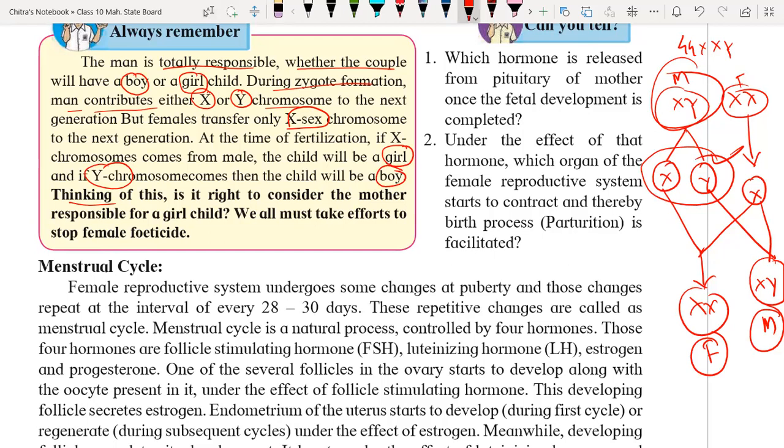Sir, then what about twins, sir? We will understand that also. Okay. So thinking of this, is it right to consider the mother responsible for the girl child? No. Only the father is responsible for having a girl or boy child. We all must make an effort to stop female feticide. Because it's not in our hand. It's a natural process. Yes, sir. Okay.